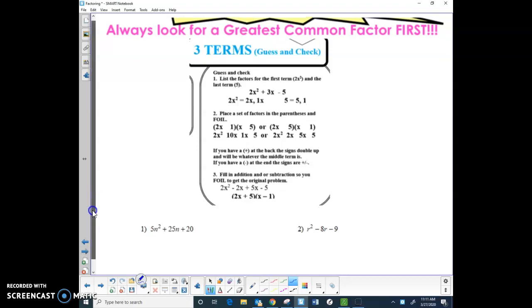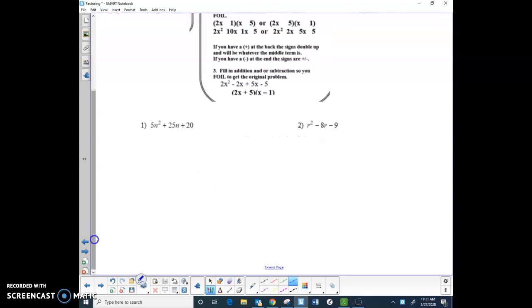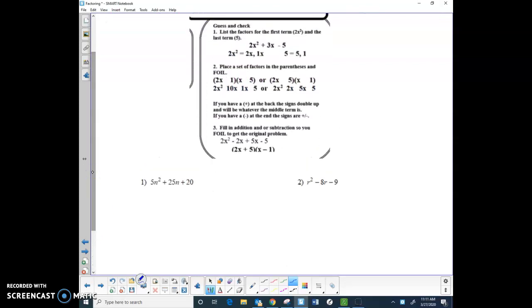This is something we did when we factored quadratics. So 3 terms are typically our quadratics that we're going to factor. So mostly this is guess and check. So the key here is these pieces. If I have a plus at the back, that means the signs are going to be the same, and they will be whatever the middle term is. So if you look at number 1, my signs, when I factor this, are going to both be positive.